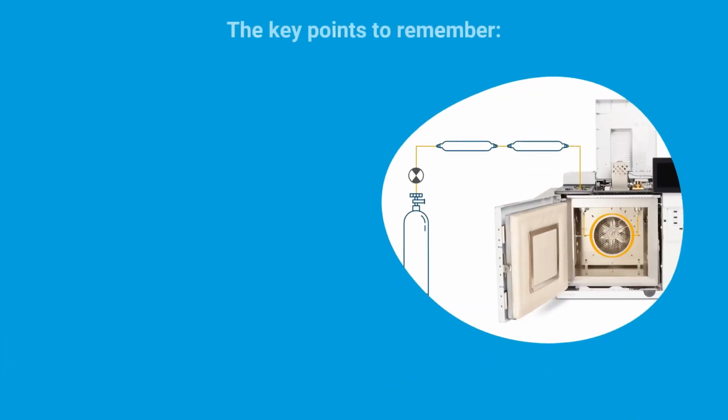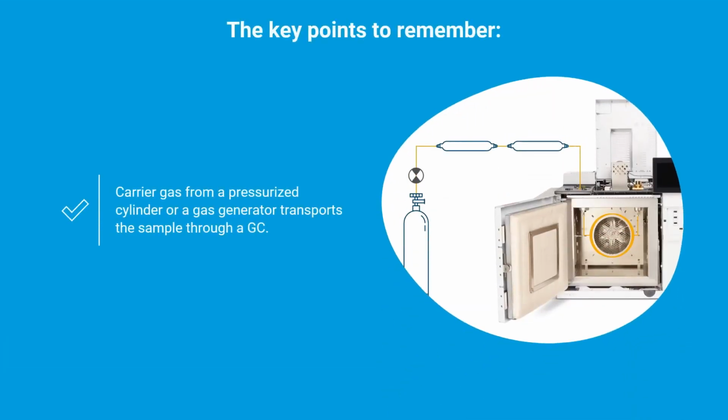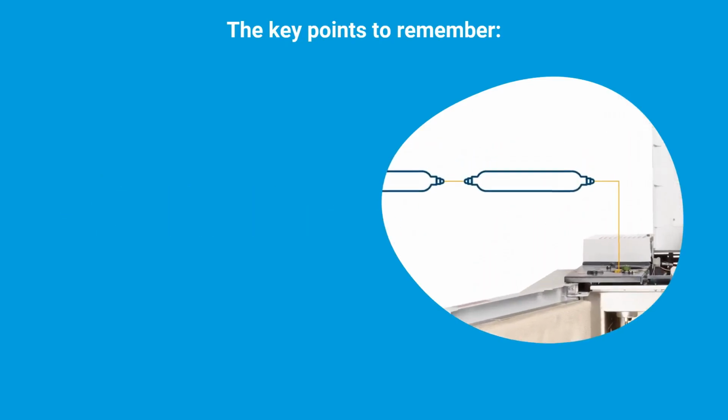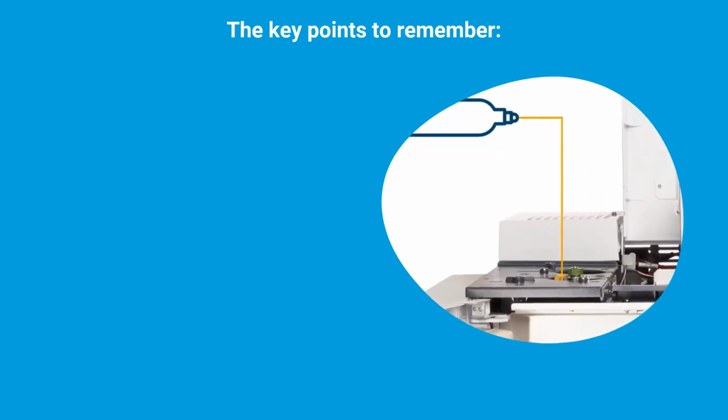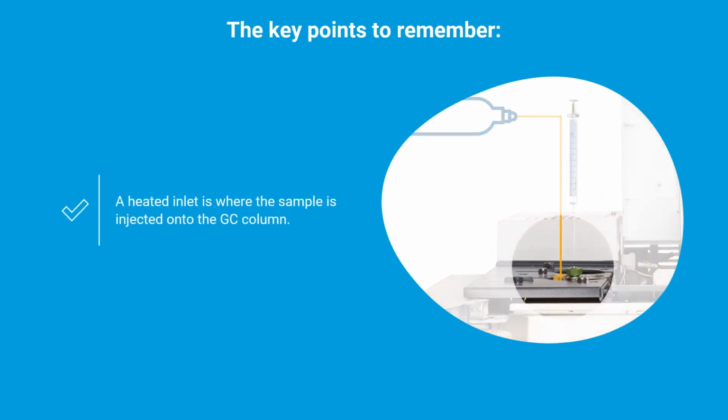Here are the key points to remember. Carrier gas from a pressurized cylinder or a gas generator transports the sample through a GC. A gas filter should be used to purify the carrier gas. A heated inlet is where the sample is injected onto the GC column.